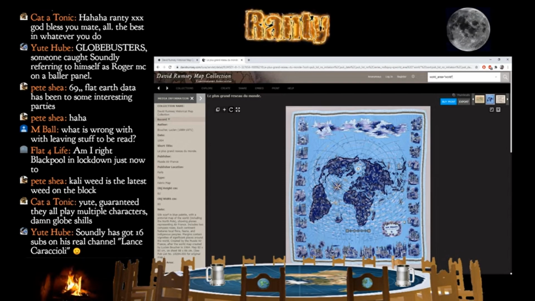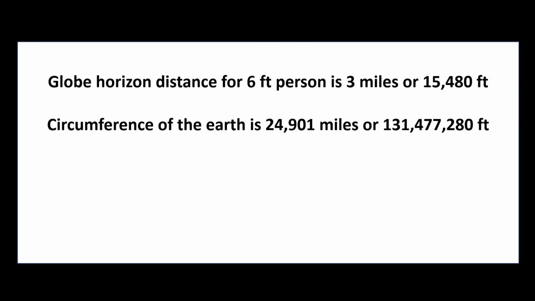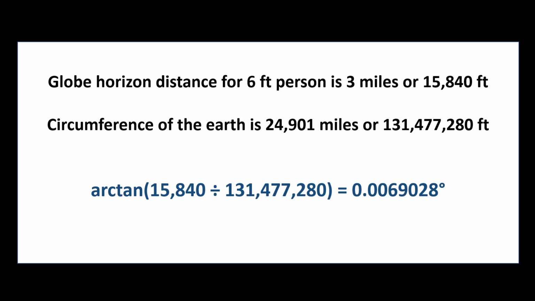That's a rough number. You're going to end up with 0.0069. So what he's doing is taking the globe horizon distance for a 6-foot person, and in feet that would be 15,480 feet, and he's also taking the circumference of the Earth, and in feet that'd be 131,477,280 feet. And what he did is plug these numbers into a trigonometric formula, and he came up with 0.0069 degrees.